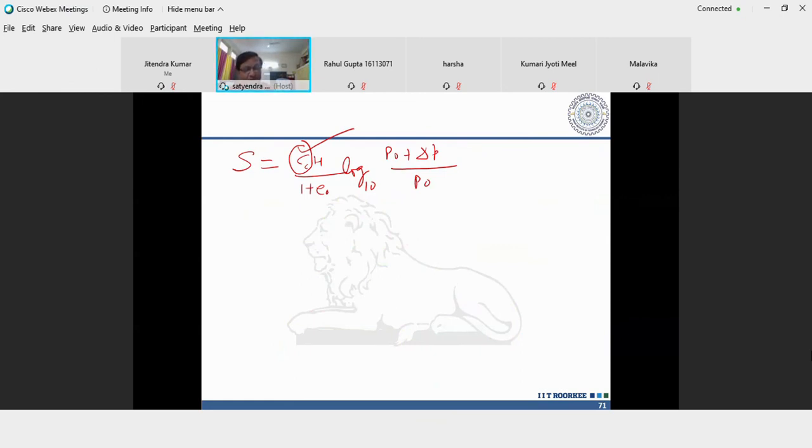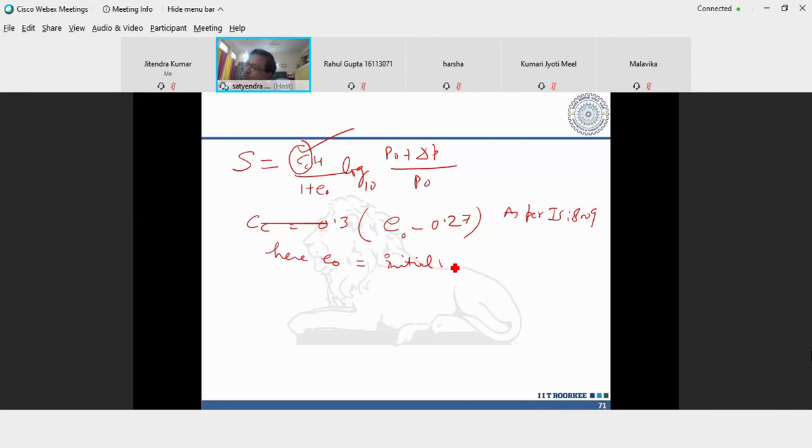So Cc is also equal to 0 into e naught minus 0.27. This is as per IS code 8009. So here e0 is the initial void ratio. Initial void ratio, this is equal to G gamma w upon gamma d minus 1.